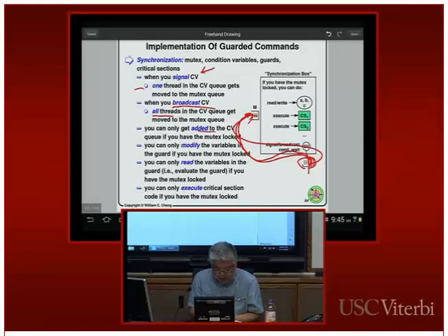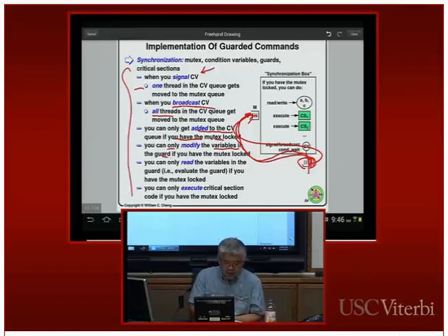You can only add to the condition variable queue if you have the mutex lock. So to add yourself, as a thread, to the condition variable queue, you need to call pthread condition wait, and you have to make sure that you have the mutex locked. You can only modify the variables in the guard if you have the mutex lock. This page tells you the protocols that you have to follow. If you violate any of these protocols, then your code might work sometimes and sometimes it might not, so you have to follow every rule.